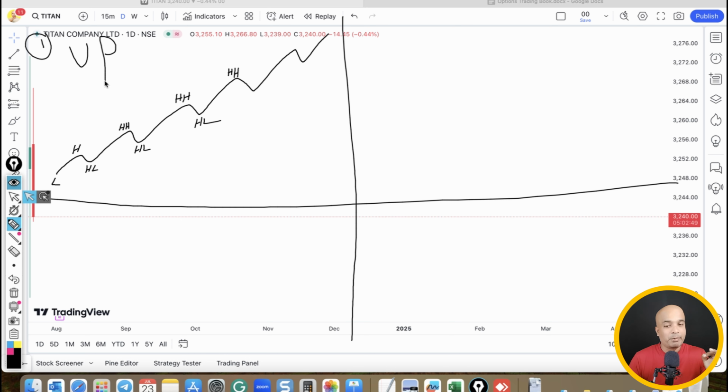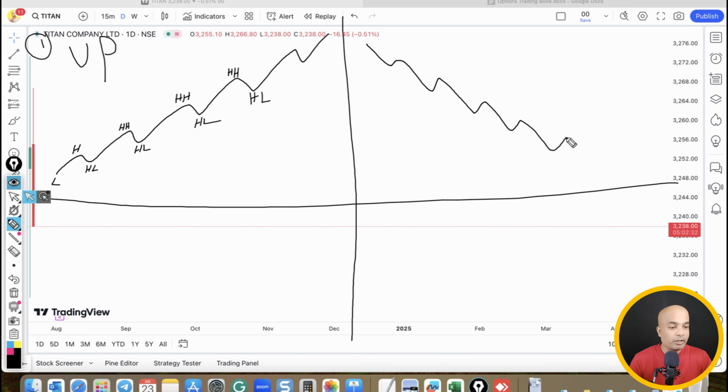It is a simple way to identify a trend. If it is making higher highs and higher lows, then we can recognize it as an uptrend. This is one very simple thing. And the second thing is price keeps on making lower highs, lower lows, lower highs, lower lows.